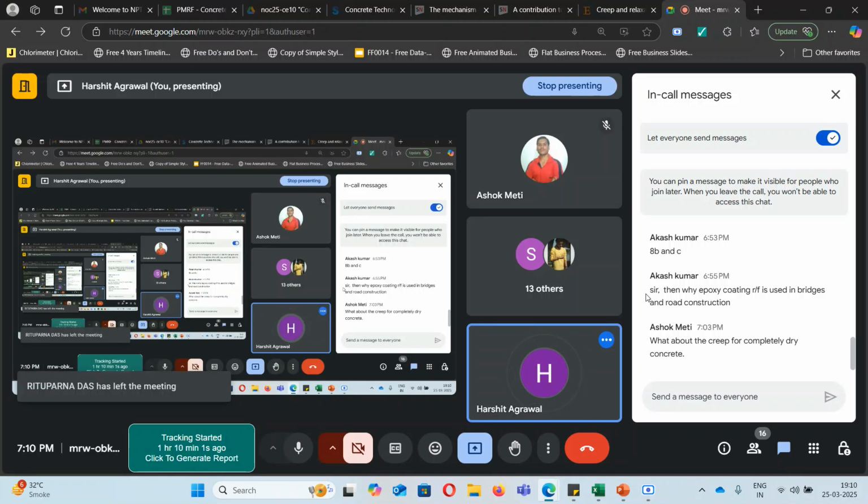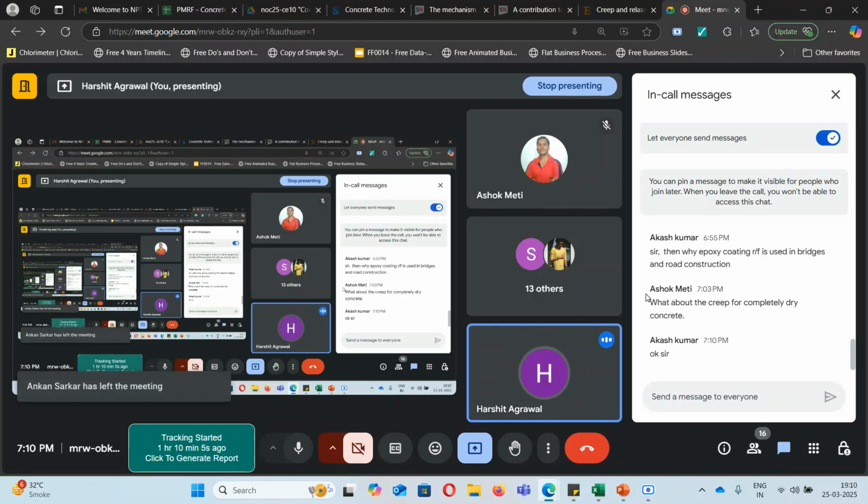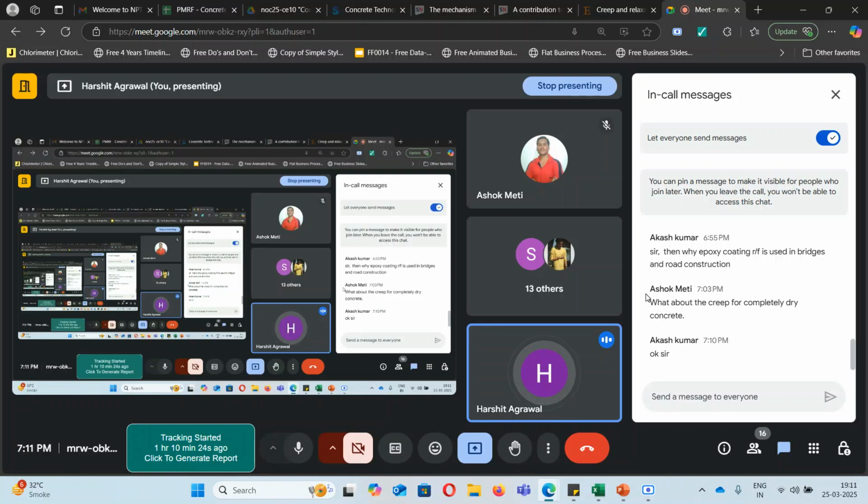What about creep? For completely dry concrete there will be very low creep. It is the movement of moisture and the deformation of crystal sliding that occurs. Mainly it is the movement of moisture that causes creep. So both creep and shrinkage concepts are related to the moisture content in concrete. They are highly dependent upon the moisture content in concrete.